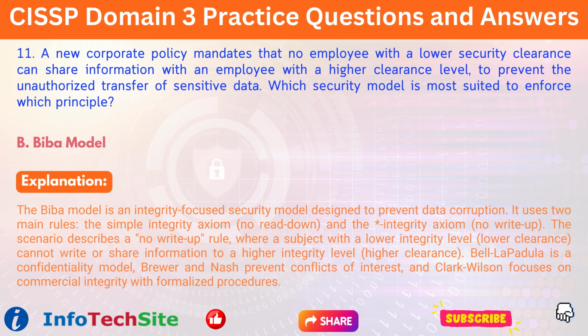Biba model. Explanation. The Biba model is an integrity-focused security model designed to prevent data corruption. It uses two main rules, the simple integrity axiom, no read down, and the asterisk integrity axiom, no write up. The scenario describes a no write up rule, where a subject with a lower integrity level, lower clearance, cannot write or share information to a higher integrity level, higher clearance. Bell-LaPadula is a confidentiality model. Brewer and Nash prevent conflicts of interest, and Clark-Wilson focuses on commercial integrity with formalized procedures.